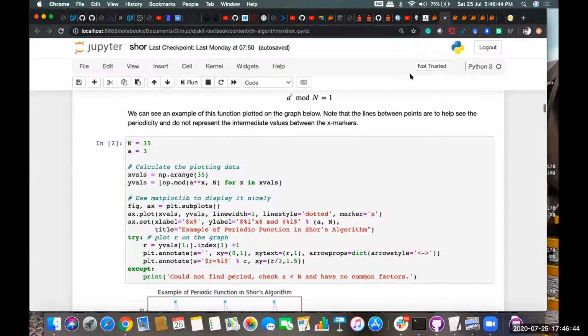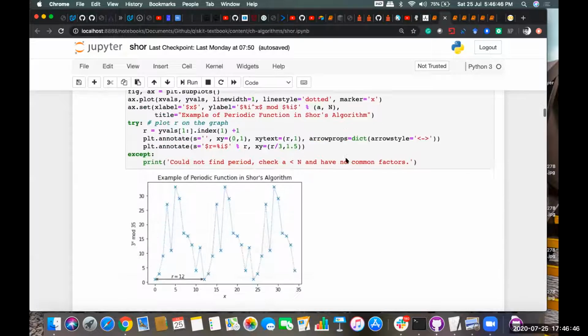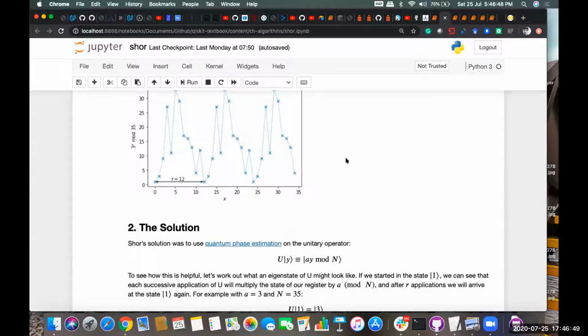So those of you who don't know Euler's theorem, this was my previous lecture in which I have explained how the Euler's theorem works.